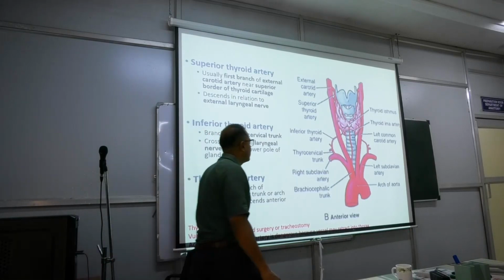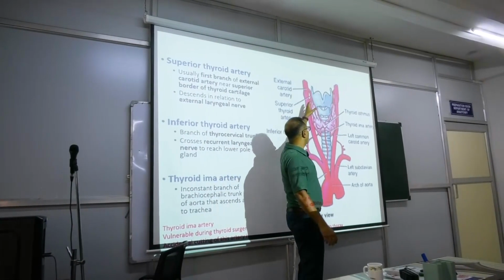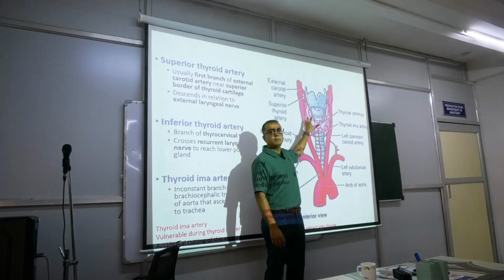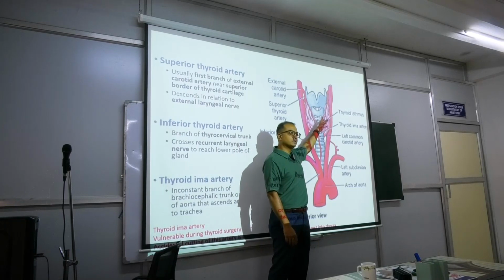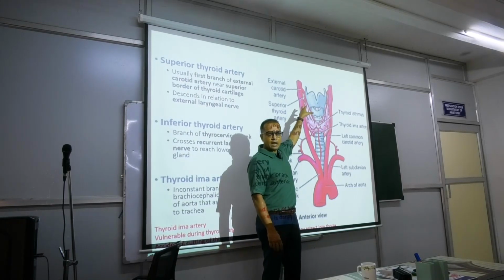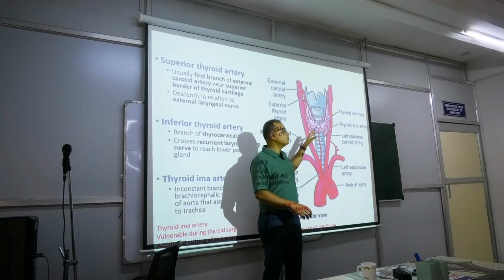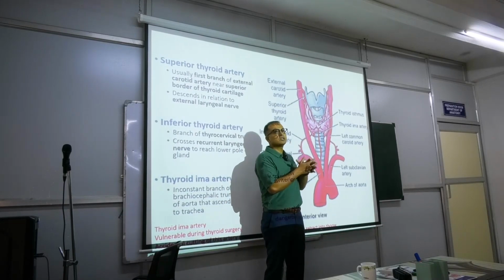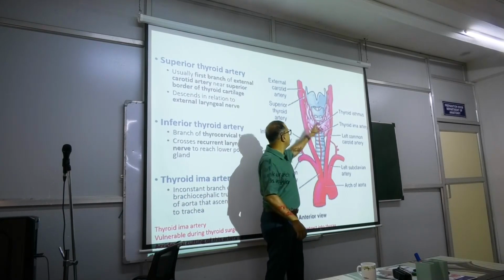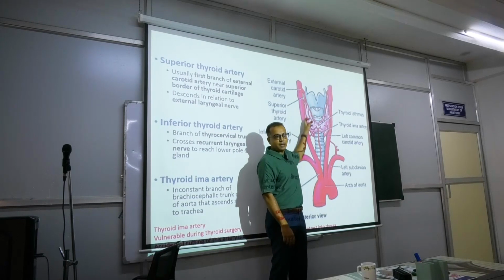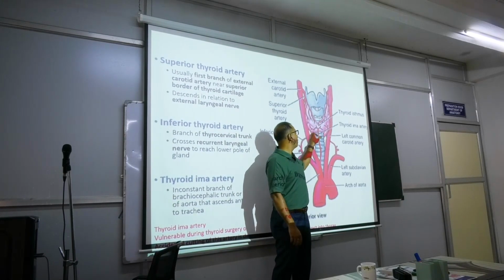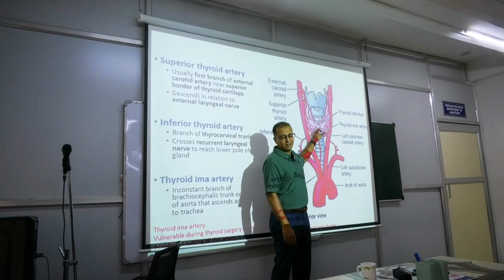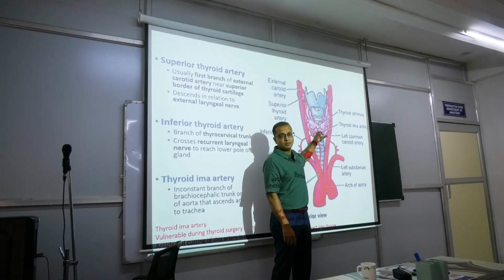Now the remarkable feature about the superior thyroid artery and inferior thyroid artery is that they split into branches, anterior and posterior divisions, on both the right side and the left side. These anterior and posterior divisions, from above and below, anastomose with each other. The superior thyroid artery anterior branch and the inferior thyroid artery anterior branch anastomose at the lower part of the thyroid gland, which is known as the isthmus.